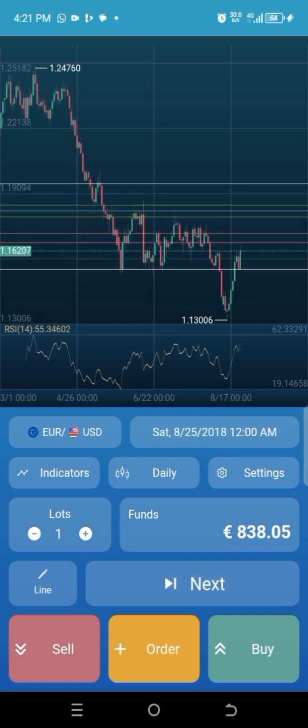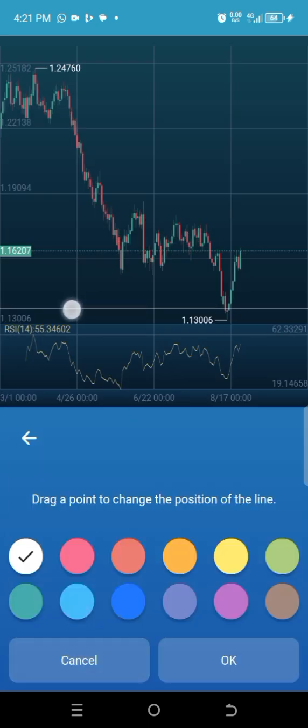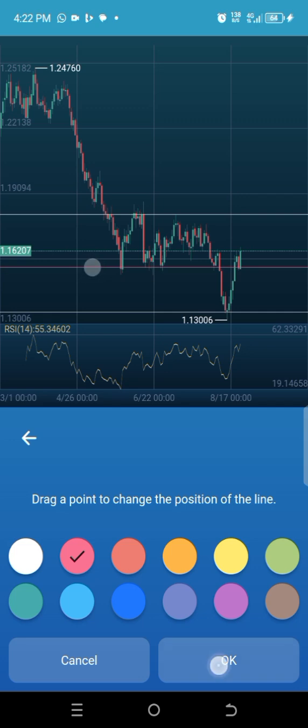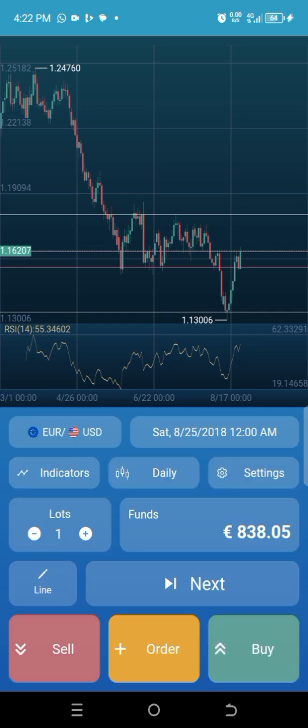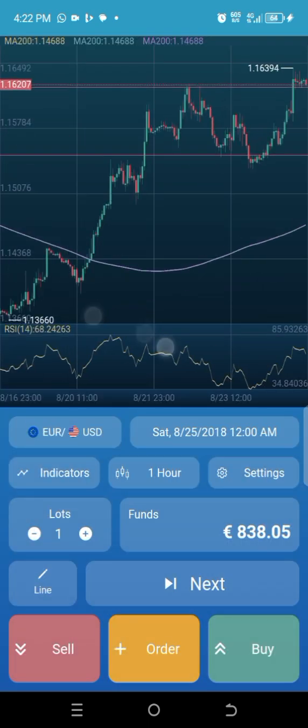Area of interest. Low. Our high is right here. Open. Close. It's as simple as that, really. 1 hour. Trend line.